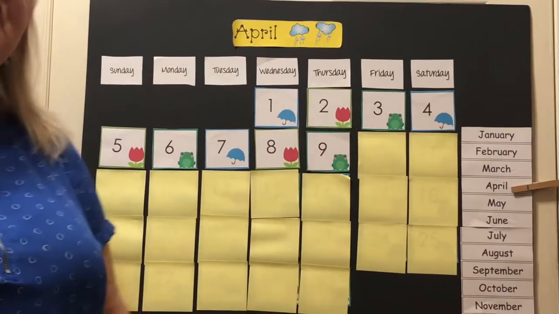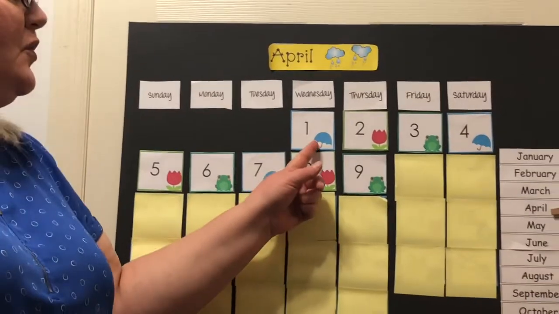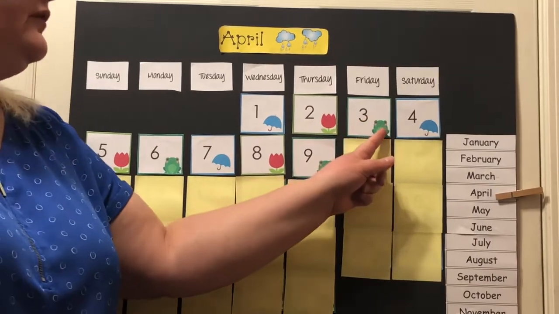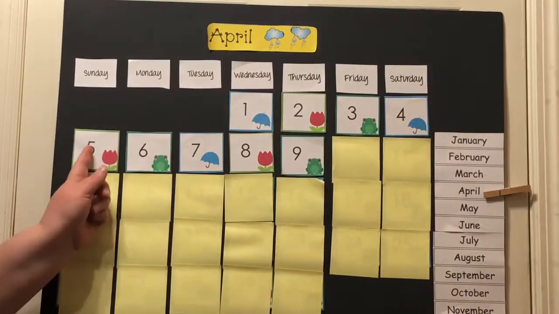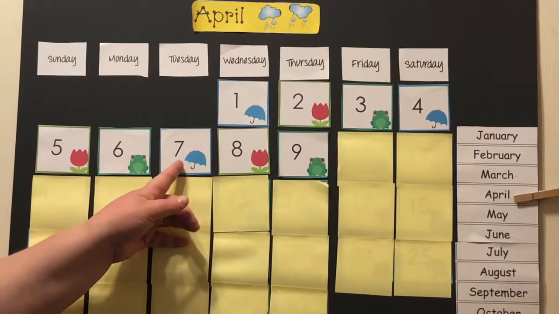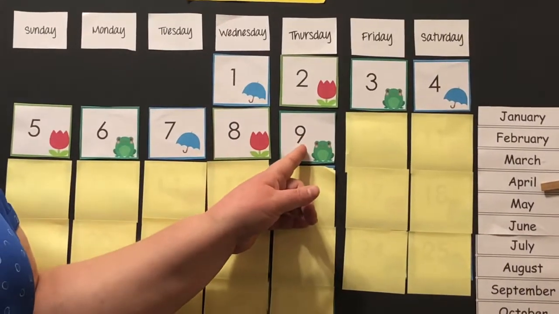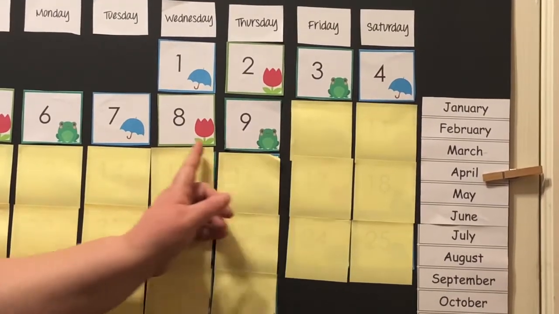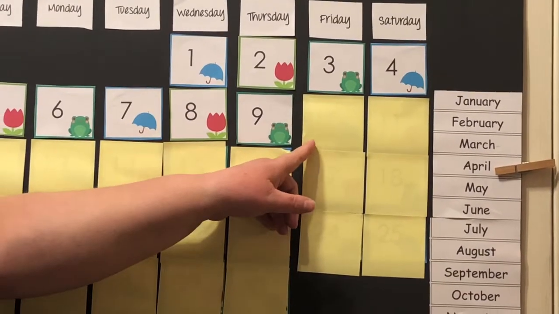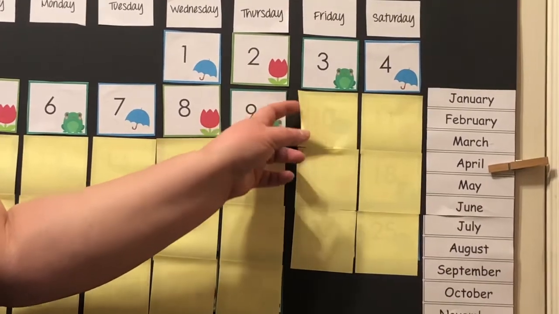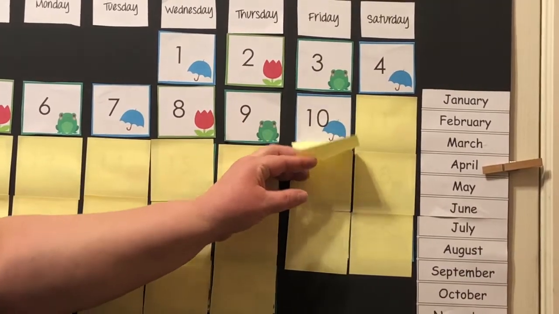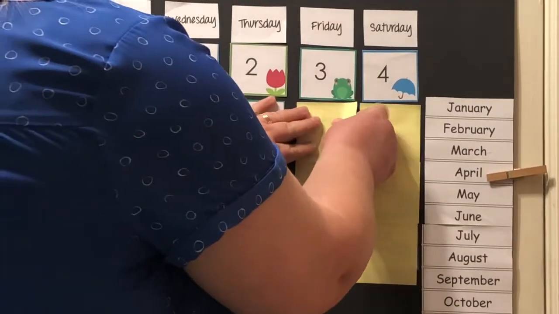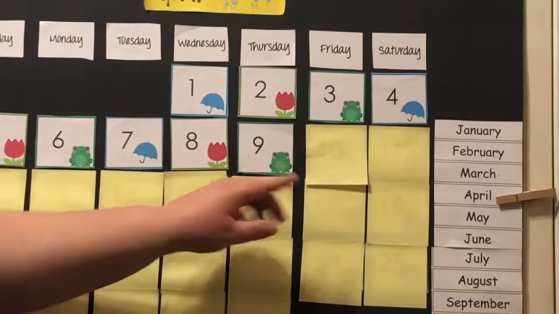Let's see if we can figure out our pattern today. We have an umbrella, a tulip, a frog, umbrella, tulip, frog, umbrella, tulip, frog. What picture do you think will come next? We did tulip, frog. Did you say umbrella? That's right. And 10 comes after 9. So that'll be tomorrow's date. But today is Thursday, April the 9th.